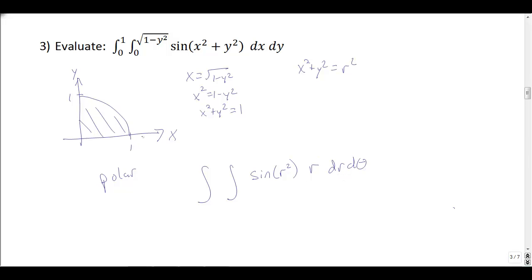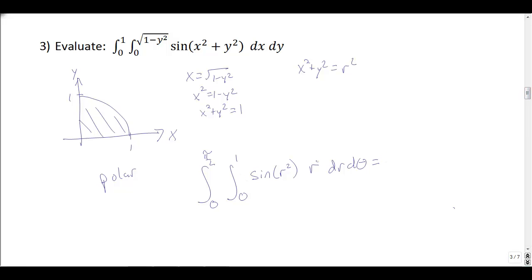Theta starts at theta equals 0, goes up to pi over 2. So we go 0 to pi over 2. R starts at 0 and goes out to this circle of radius 1. So our equation here is really r equals 1 for the circle. So r goes 0 to 1. So I get really nice bounds here. So this makes me feel like this is probably the way this was intended to be done here.